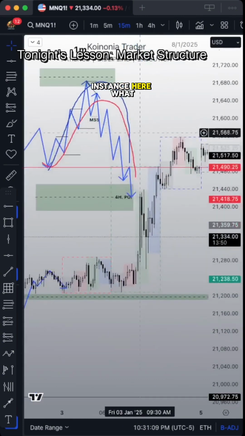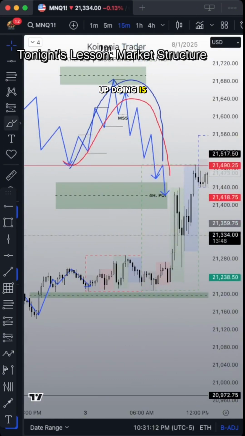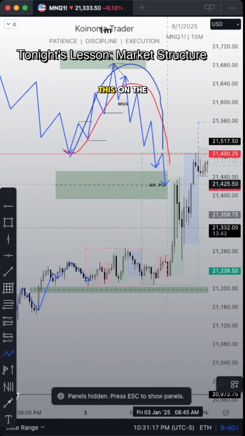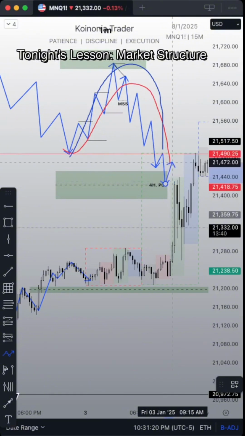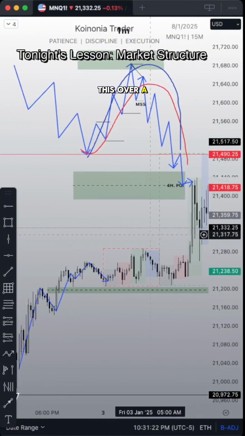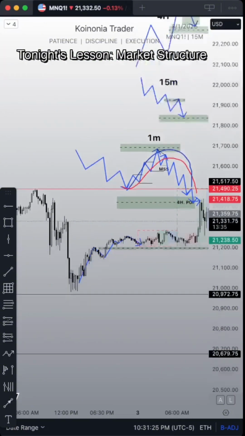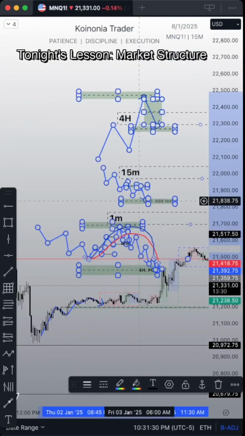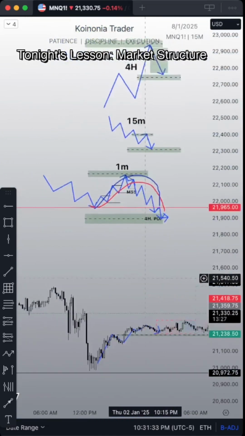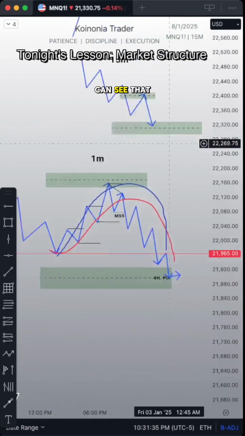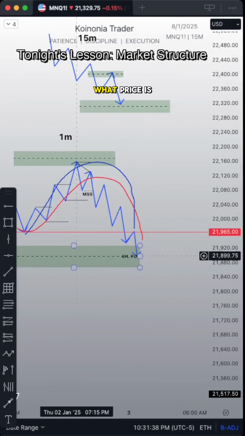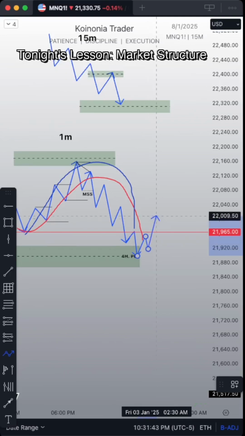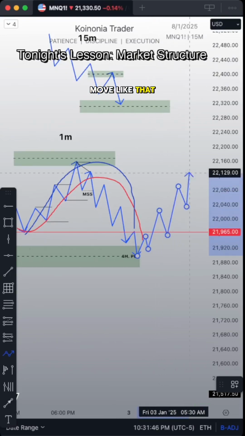So in this instance here, what price will end up doing is, let me go back to making this full screen. Price will do this on the 1 minute, come back up like this. Actually, let's move this over a little bit so that we can see that better. What price is going to end up doing is something like this. We move higher, and then we start to move like that. Okay?